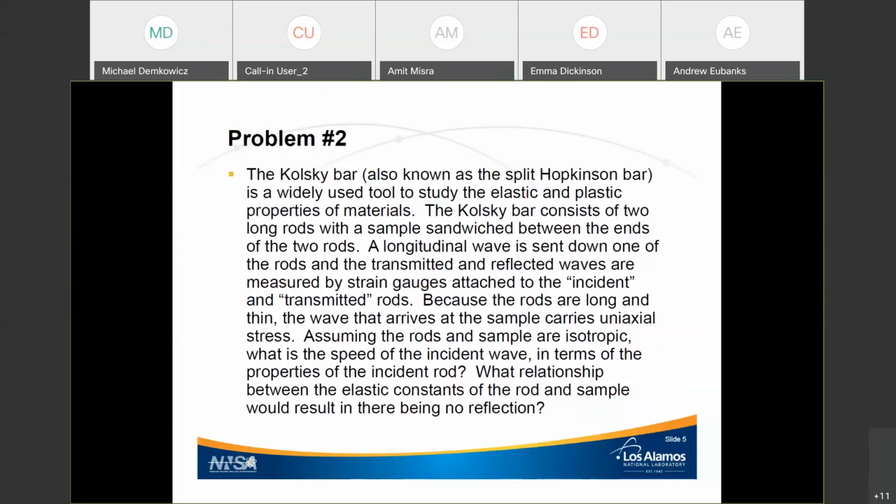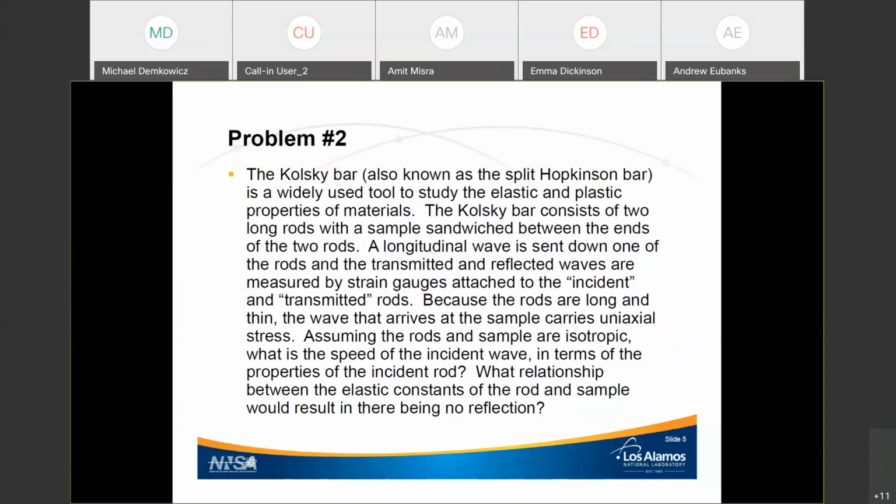A longitudinal wave is sent down that long rod, and it's transmitted and partially reflected from a sample that's sandwiched between that rod and the other rod called the transmitted rod. So there's an incident rod and a transmitted rod. The rods are long and thin, so the wave that arrives carries uniaxial stress instead of uniaxial strain, as we were dealing with in the sound speed situation, where the two wave speeds, the longitudinal and shear wave speeds, that we discussed during the lecture session.